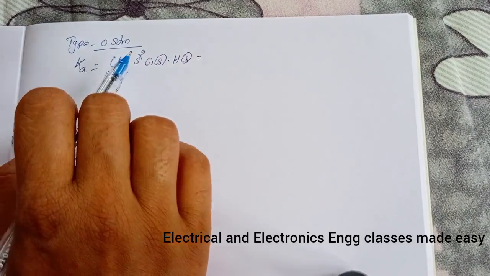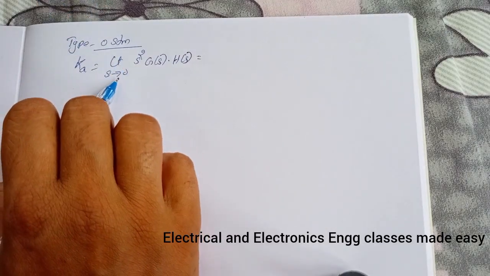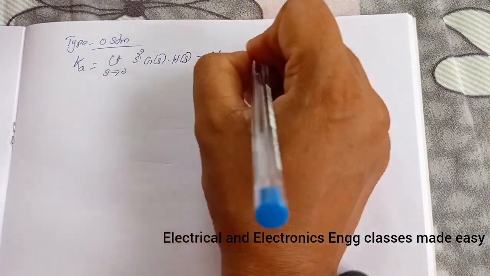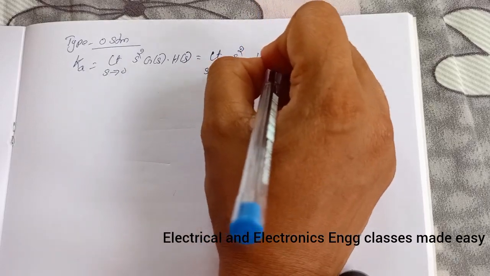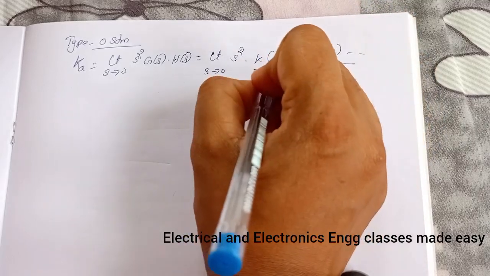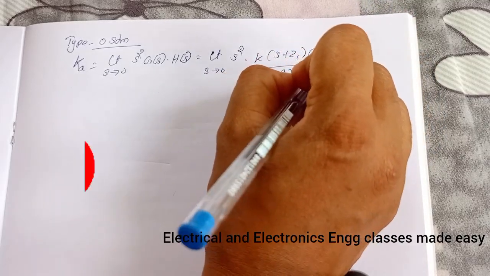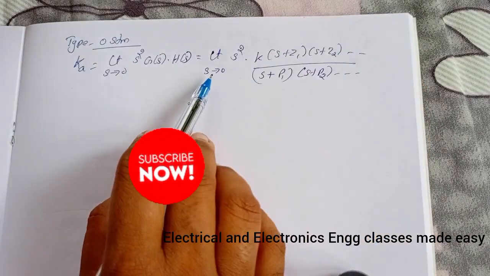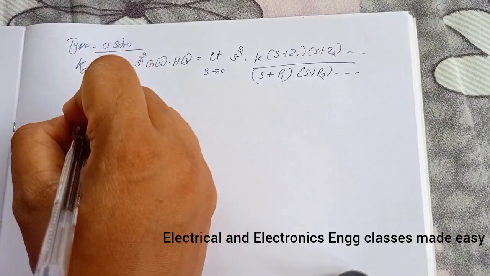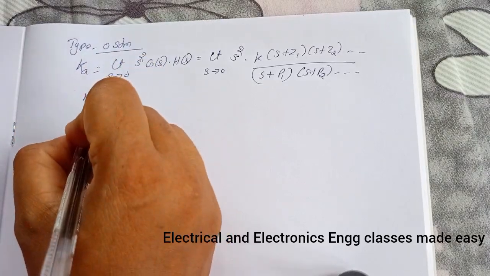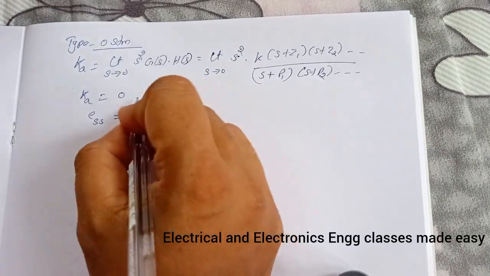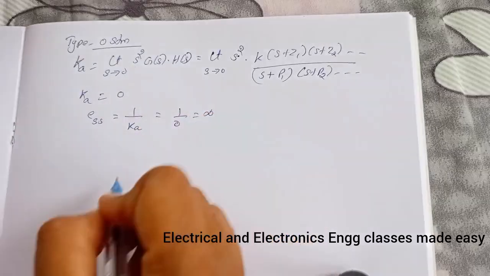Now for type 0 system, Ka is limit s tends to 0 s square G of s H of s, and we can write limit s tends to 0 s square into K into (s plus z1) into (s plus z2) etc. divided by (s plus p1) into (s plus p2) into etc. So while applying this limit we get it is 0. That is Ka is equal to 0. That means ESS, that is the steady state error, is equal to 1 divided by Ka, and that is equal to 1 by 0 equal to infinity.